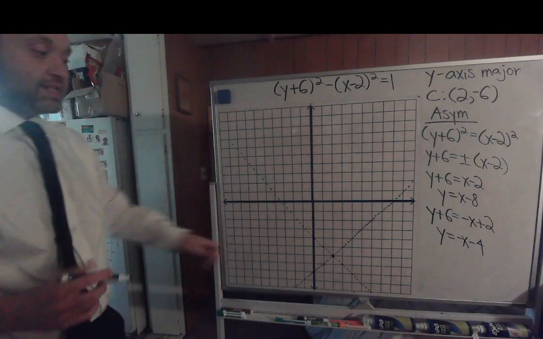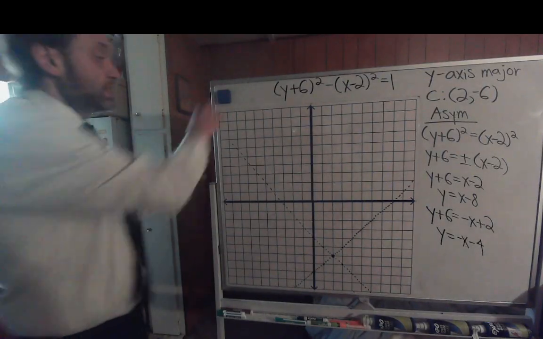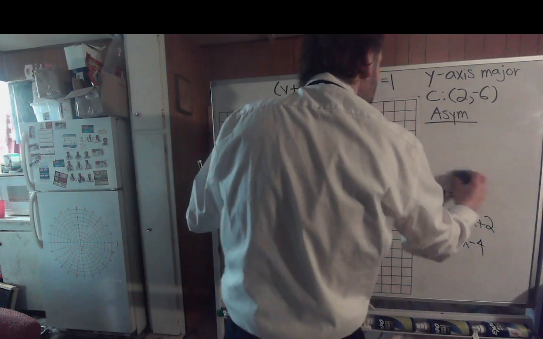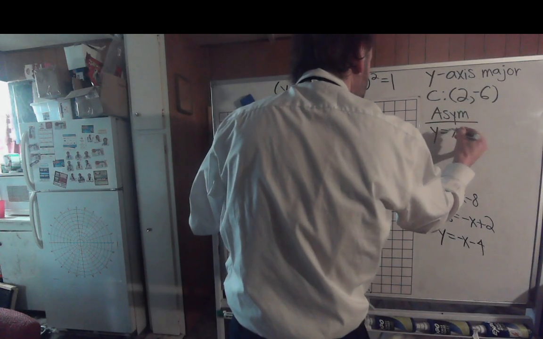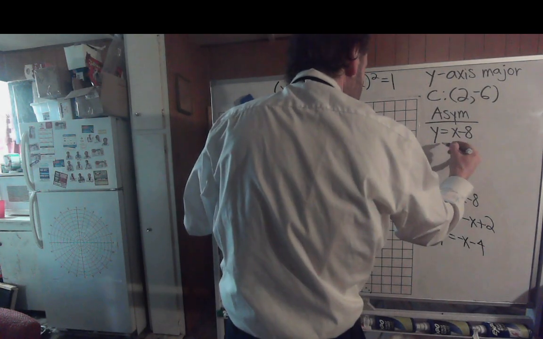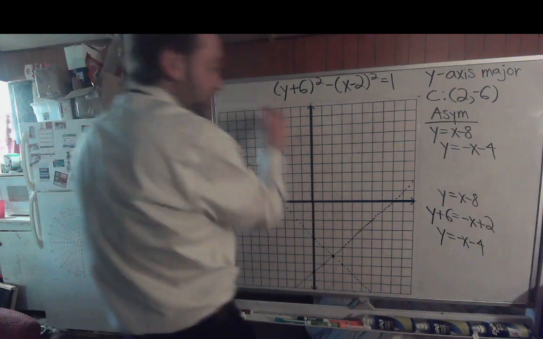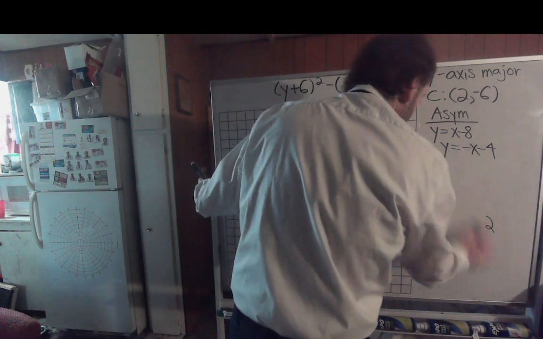So there's your asymptotes. Now, let's write these up here so we don't run out of room. I think we've seen the work to get there plenty. So your two slant asymptotes are y equals x minus 8, as well as y equals negative x minus 4. Those are your two slant asymptotes. And they do travel through the center.